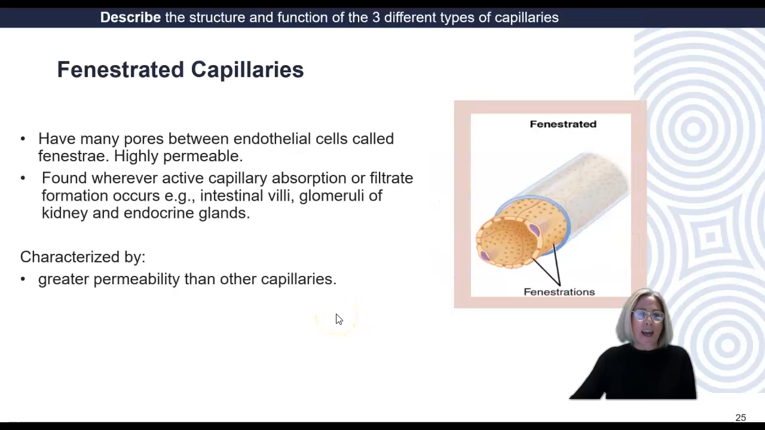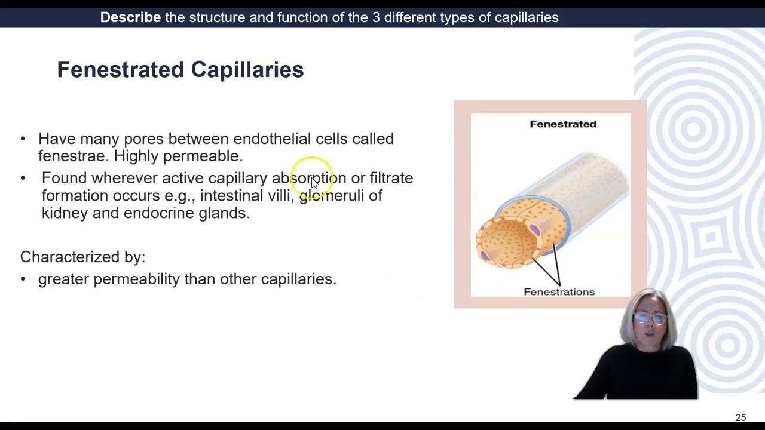If we move on now to the fenestrated capillaries, and you can see all the fenestrations there. So these have many pores between the endothelial cells, or gaps, called fenestra. These are highly permeable, right? And they're found wherever active capillary absorption or filtrate formation occurs. So what does that mean?